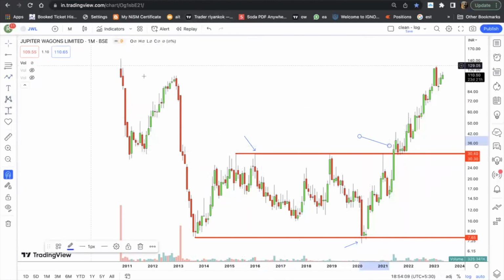So tell me in the chat box right here, around 30-35 rupees, the breakout that happened, what was the name of this breakout?